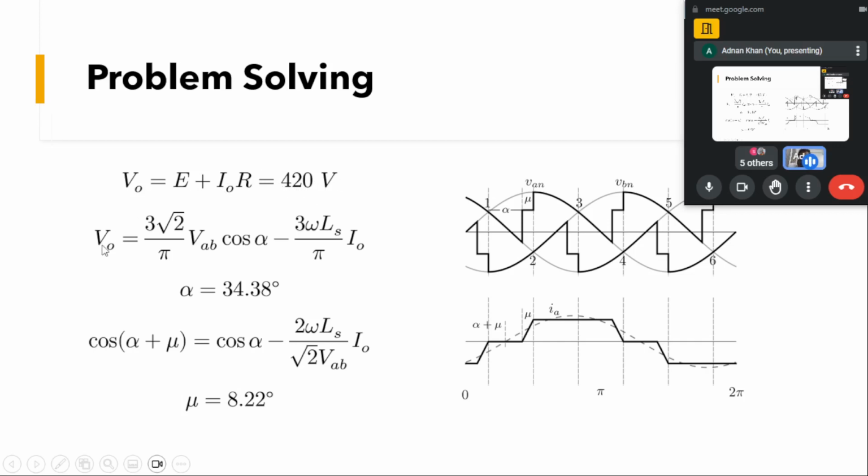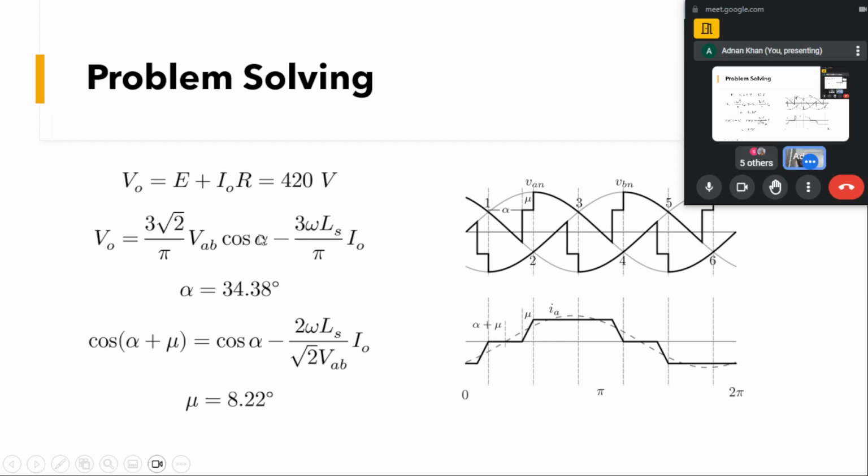Also what we know is output average voltage is given by this equation, which you can see in the notes or what has been taught by the sir, or you can go through those lectures and you will see this equation and the derivation of this equation, how we got up to this equation. So we have this equation, and in this equation all the parameters are known, and also we know that this average voltage should be equal to 420 volts. So here what we will be getting is the alpha.